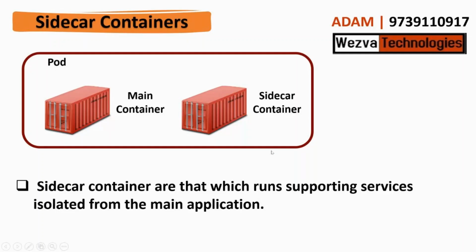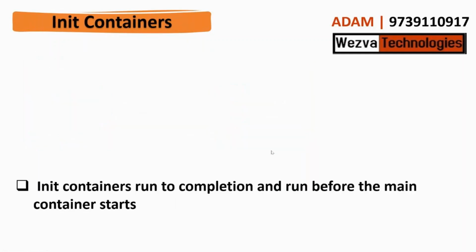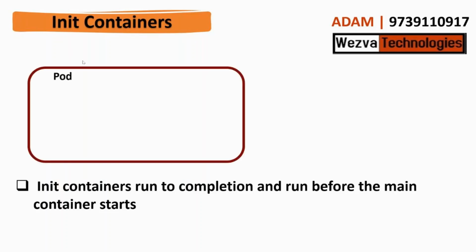Now, the other pattern we have is called init container. As the name says, init means first. Even if you go back to Linux, when you start your machine, the first process that gets started will be the init process, which has the parent ID 1. Now, many times when you create the pod, the first thing Kubernetes will do is start the main container.